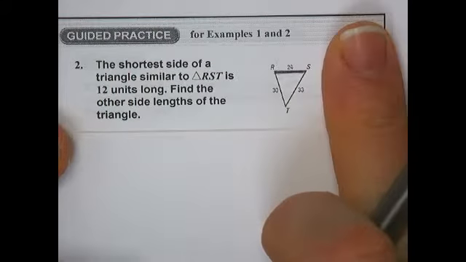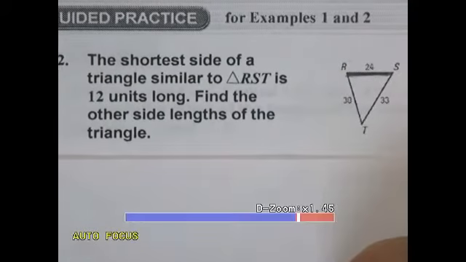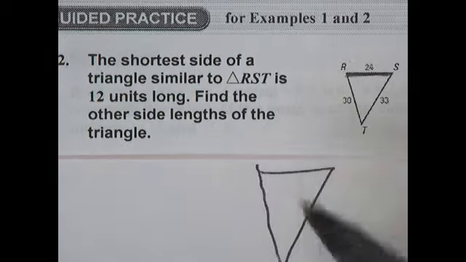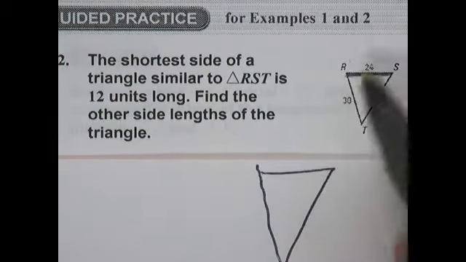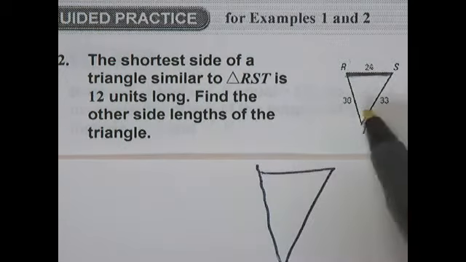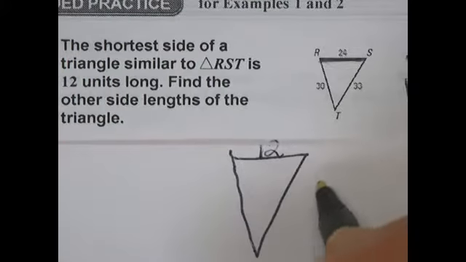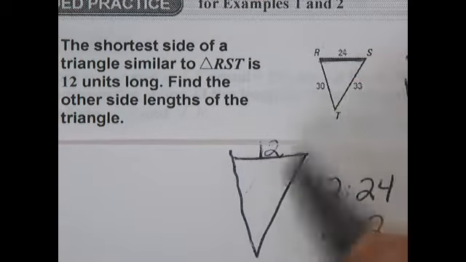Okay, next one we're going to look at. It says the shortest side of a triangle that's similar to RST is 12 units long. Find the length of the other sides of the triangle. There's some other mystery triangle that's similar to this, and the shortest side is 12. The side that's 12 would have to correspond with the 24, so we can figure out our scale factor.